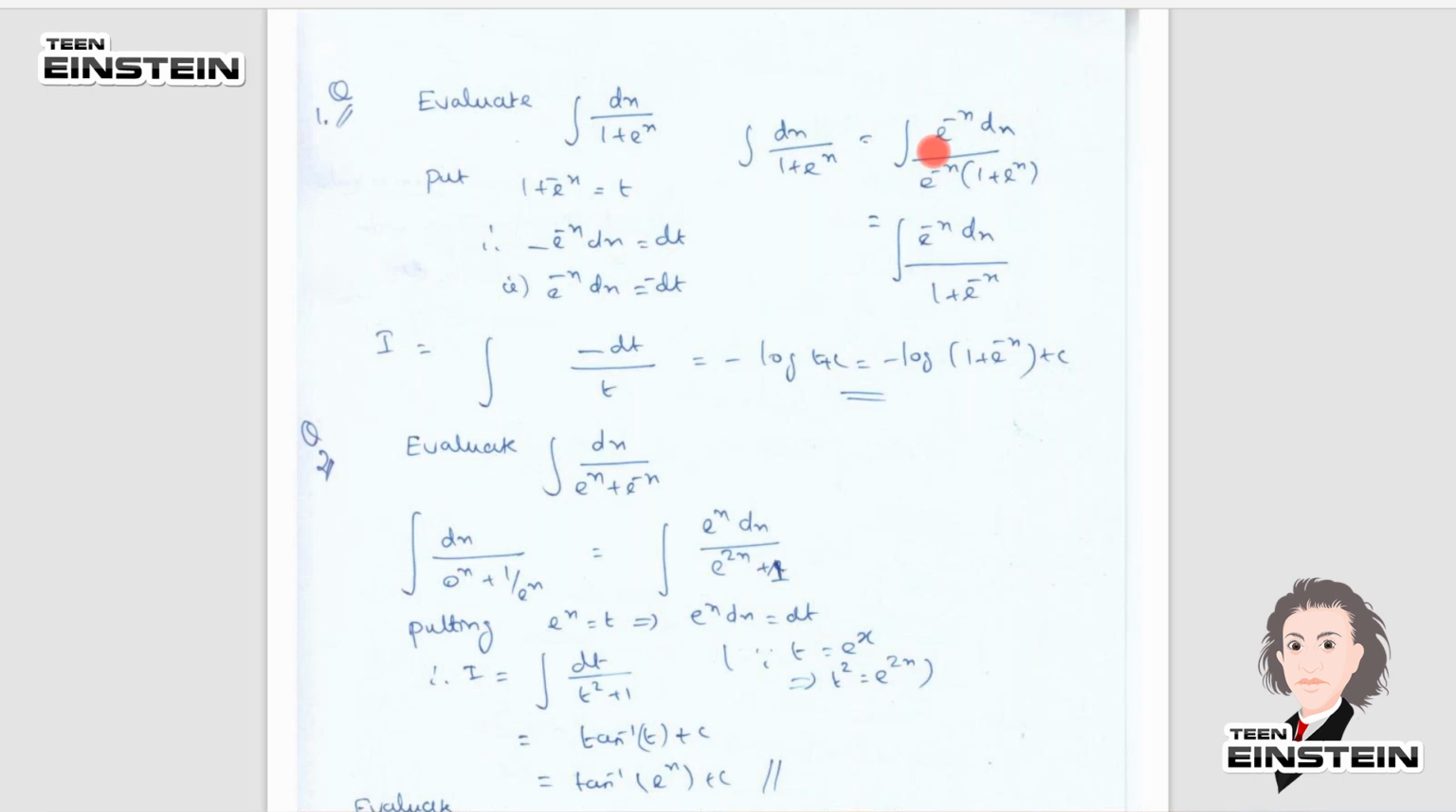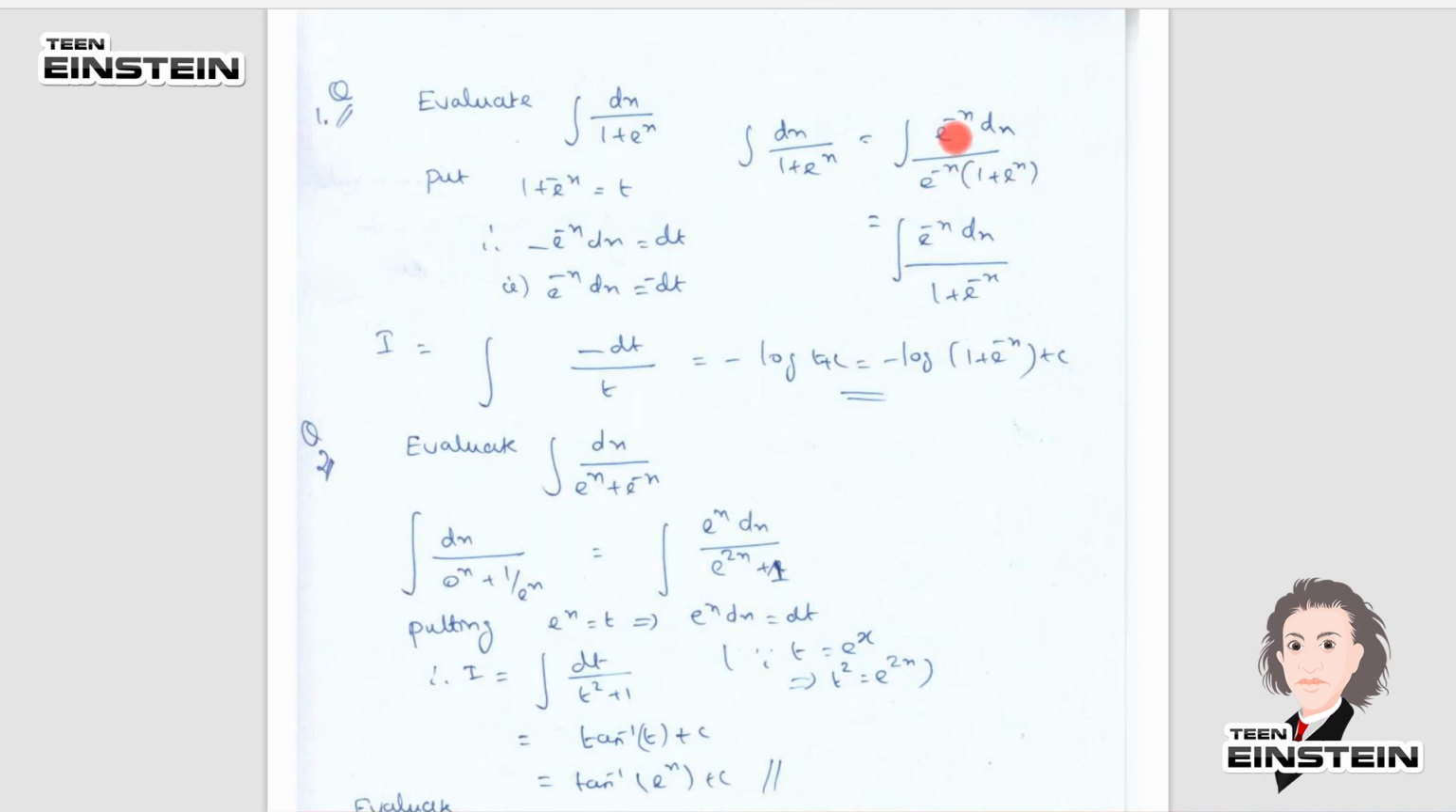Is it clear? Any doubts in this? See, if you multiply by e power x, then you will be getting e power x plus e power 2x in the denominator.